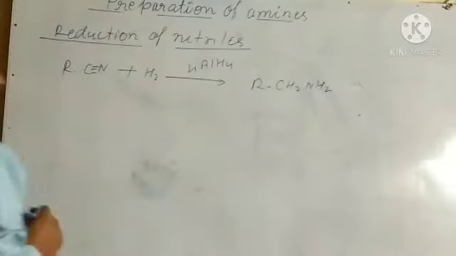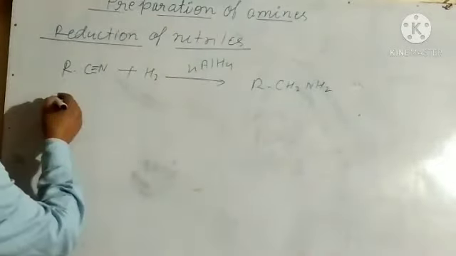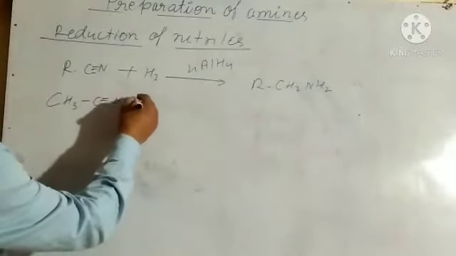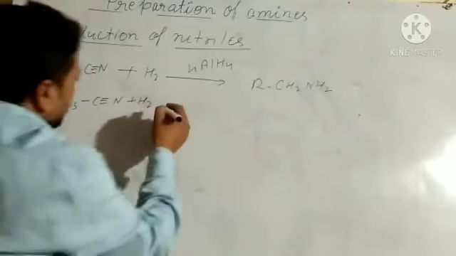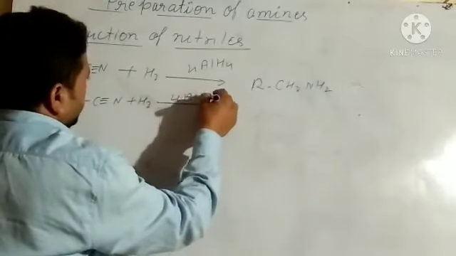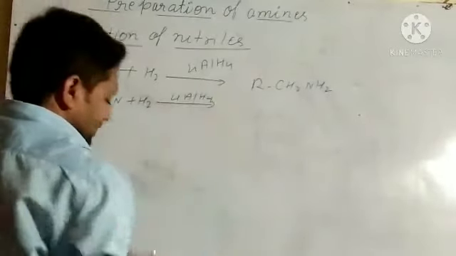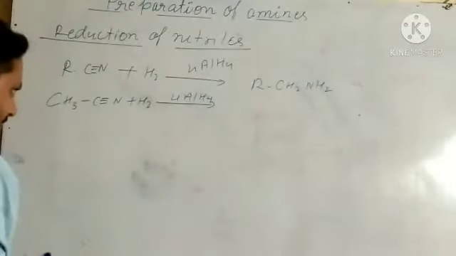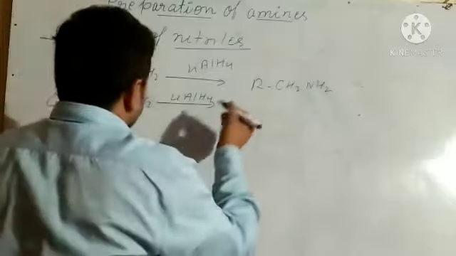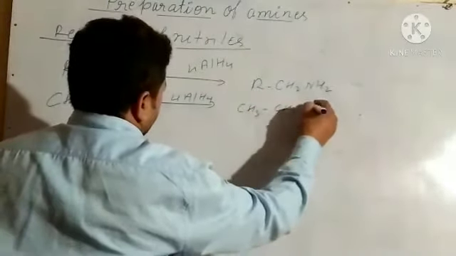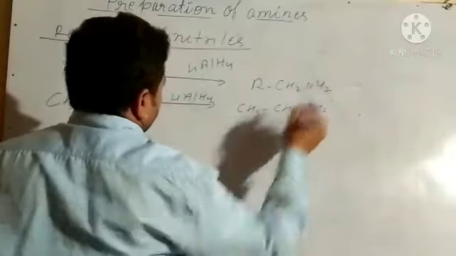So we can write this as: CH3 triple bond N plus H2, with LiAlH4 (lithium aluminum hydride) or catalytic hydrogenation, produces CH3CH2NH2.